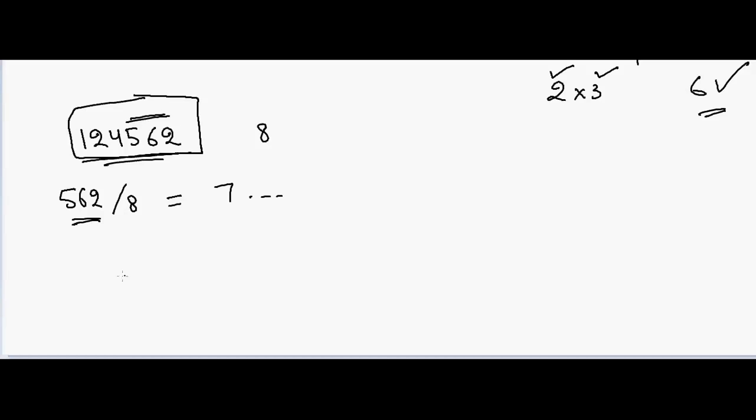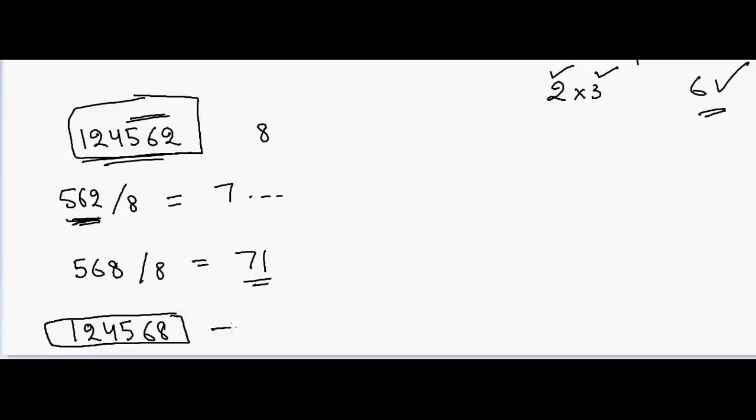How can I make it divisible by 8? By making these three digits divisible by 8. So if I have 5 6 8, that can be divided by 8, and we'll get 71. So therefore if I change this number to 1 2 4 5 6 8, then this number would be divisible by 8. So in that case it will work.